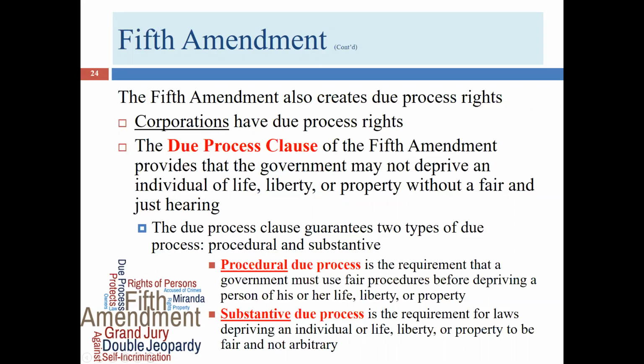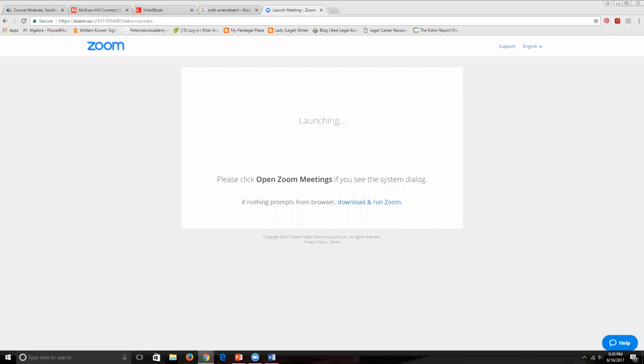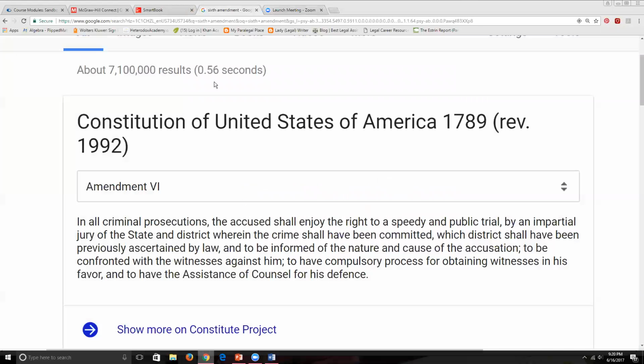Let's just look for a second at the language of the 6th Amendment. Here we have it. In all criminal prosecutions, and this is important to remember, we're talking about criminal law, we're not talking about civil law. These protections for the most part won't apply in the civil context.